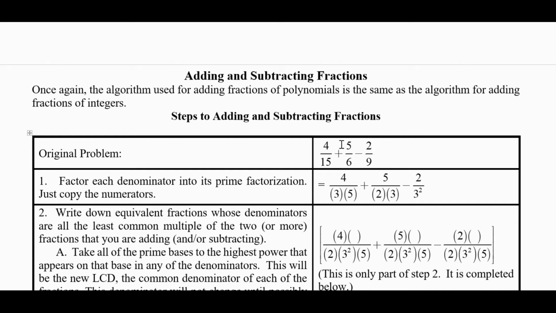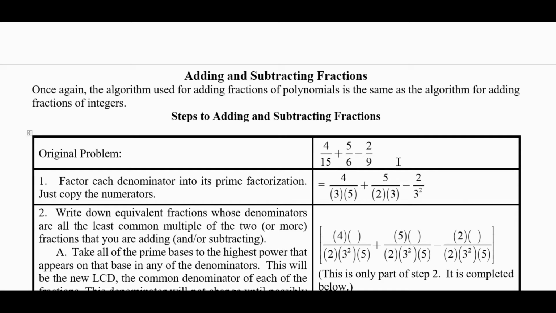So the original problem is 4/15 plus 5/6 minus 2/9. We have to get a common denominator on these to add them together. They have to be equal size parts. Fractions can be thought of as parts of a whole, and so we need the equal size parts to add up or to count up.